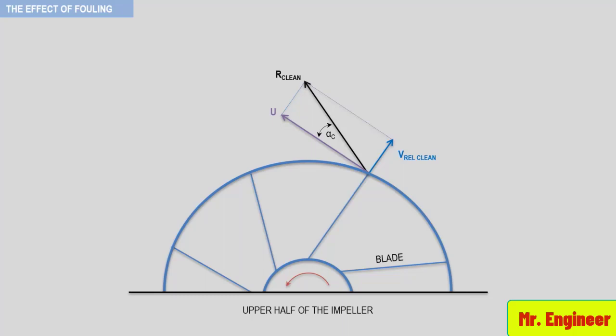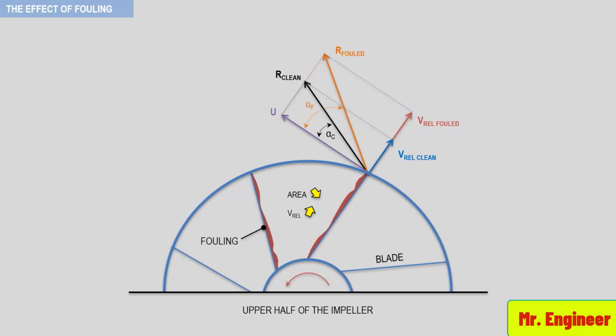When the impeller becomes fouled, as seen here, the area of the flow passage is reduced. Since the gas flow is equal to the product of the area and the gas velocity, then a decreasing area will result in an increasing velocity for a given flow. This is illustrated here in red with the vector V relative fouled. In this case, the gas exit velocity will be as follows, with its corresponding flow angle alpha F, where F refers to the fouled conditions.